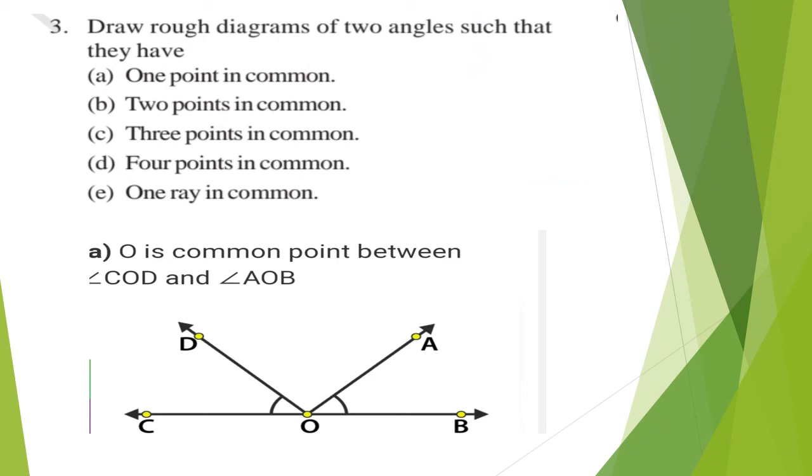Question number 3. Draw rough diagrams of two angles such that they have 1 point in common, 2 points in common, 3 points in common, 4 points in common, 1 ray in common. So the first question, 1 point in common. So angle COD and angle AOB are two angles. They have 1 point in common, that is O.